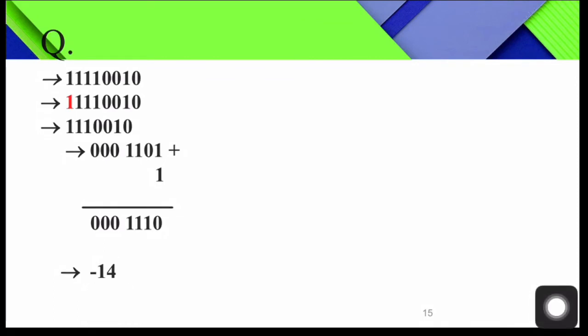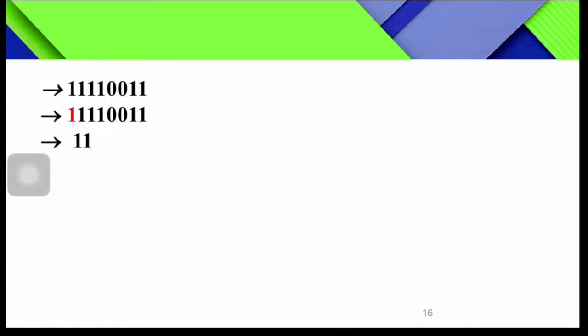Moving on to the second number, it is given as 11110011. Since the MSB is 1, it is clear that this is a negative number and the remaining 7 bits are the 2's complement of the binary representation of the number. Here also I marked the MSB in red color and the remaining 7 bits are separated here. When we replace all ones here with a 0 and all zeros with a 1, we get the ones complement as 0001100.